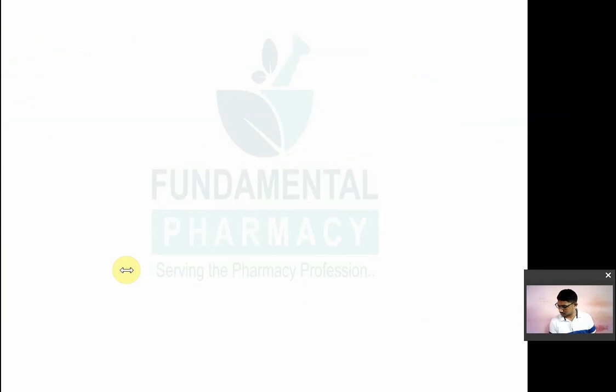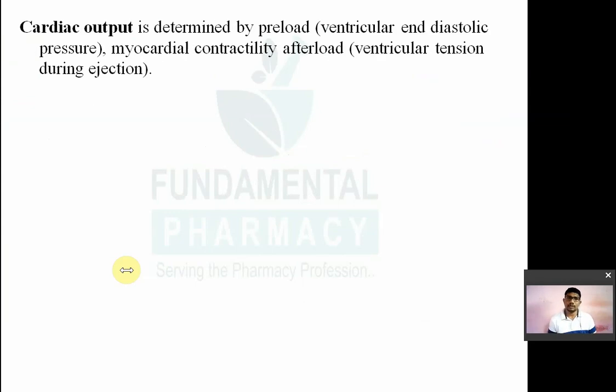Okay, now we will see what is meant by cardiac output. It is nothing but the amount of blood that is ejected through the left ventricle per stroke. Okay, so it is determined by preload. Preload means ventricular end diastolic pressure, myocardial contractility and afterload. So cardiac output is decided by three terms. First is nothing but the preload. What is preload? I have already explained.